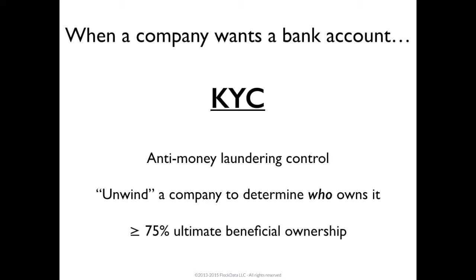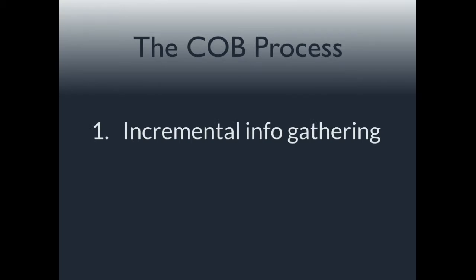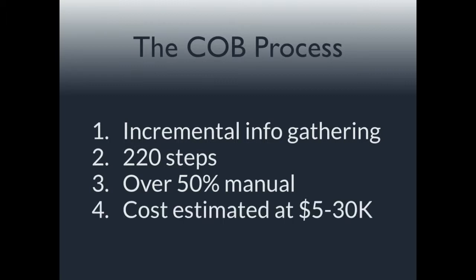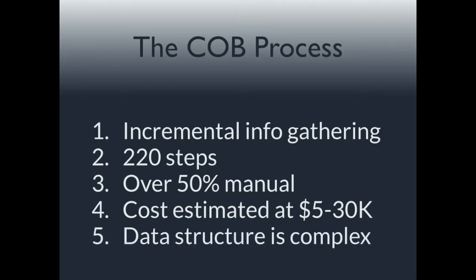How does this process work? Let's take a look. Typically, a relationship manager at a bank will start incrementally gathering information from the customer via interview. This may take up to 220 steps, over half of which are manual steps, prone to human error. This is typically a process that will cost the bank between $5,000 and $30,000 each time, and it results in a very complex data structure.